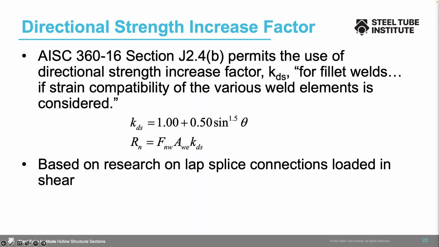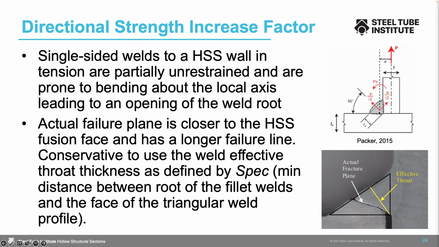But talking about the directional strength increase factor first. Section J2.4b permits the use of this directional increase for certain fillet welds. This is based on research on lap splice connections loaded in shear, and it's used in a lot of other applications other than that. So the research found that the 1.5 factor, when applied to a single-sided weld, was not applicable. So single-sided welds to an HSS wall, you can see here, they are partially unrestrained. That weld will be loaded eccentrically and it will try to open up the weld root. So with a single-sided weld to an HSS, when they're in tension, they're partially restrained, and that's going to make that 1.5 increase not conservative.